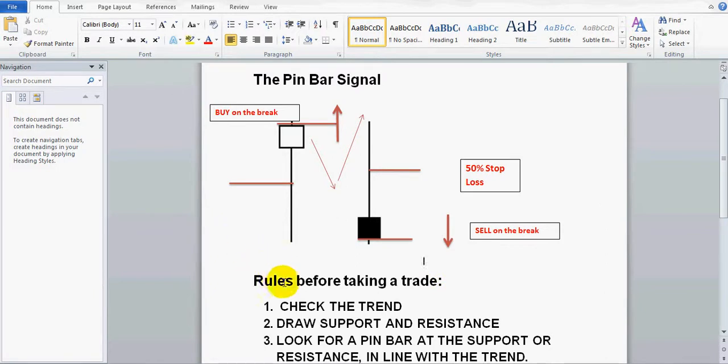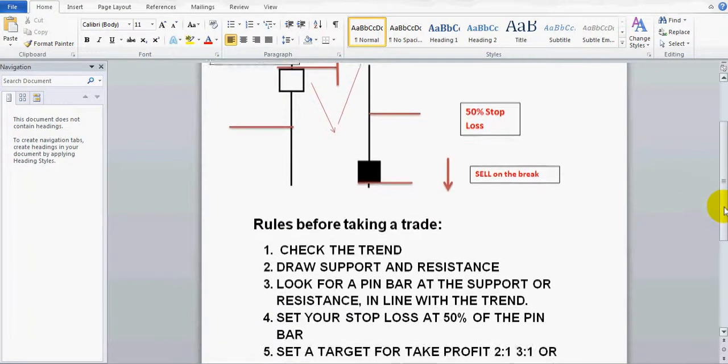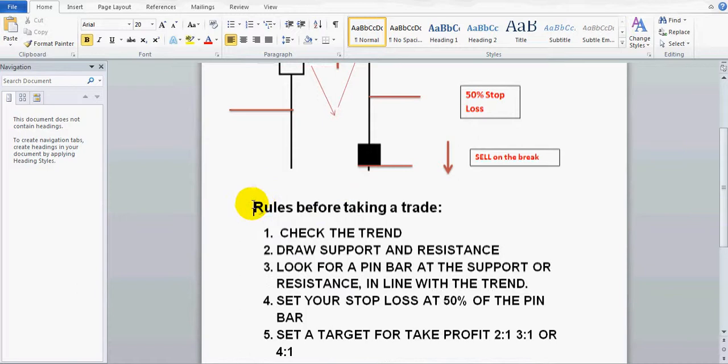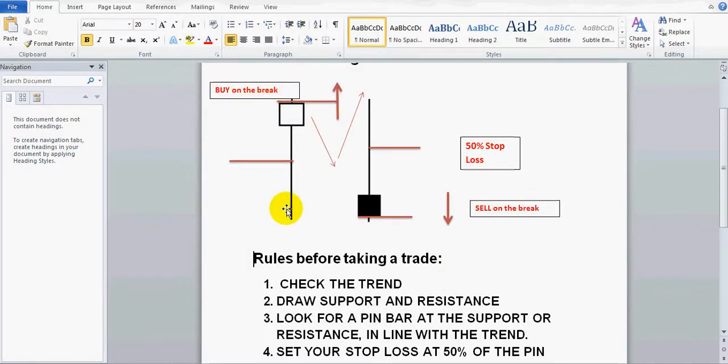First, we have some rules to follow. You will buy and put a stop loss here, or wait for the retracement and put a stop loss underneath the pin bar. On a bearish market, you will open a trade here, or wait for the retracement or the 50%, or if you open here, then you put your stop loss just above the 50% retracement, and then you also sell on the break.